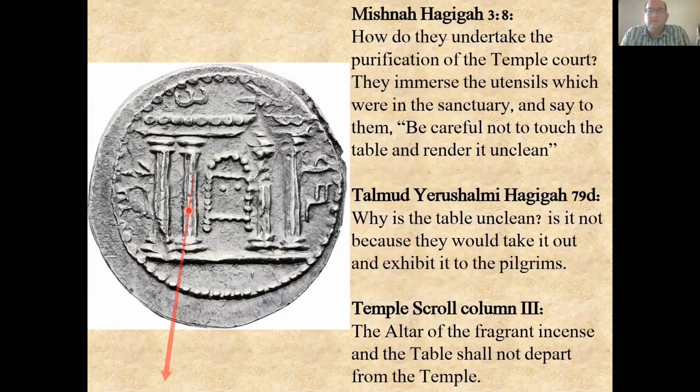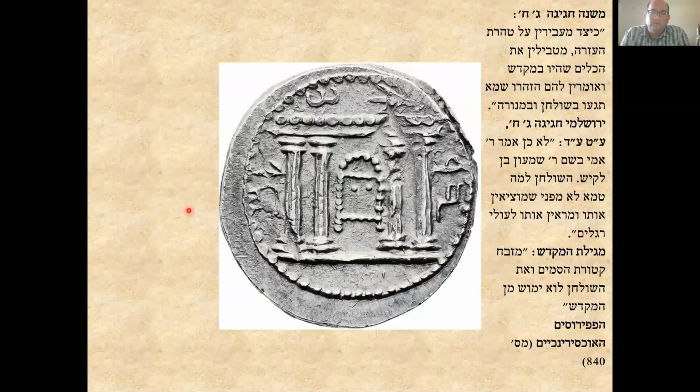Okay. It seems to be hinted to in the Mishnah Chagiga. I'll read in Hebrew, then in English. כיצד מעבירים על טהרת הזרע, מטבילים את הכלים שיהיו במקדש, ואומרים להם, היזהרו, שמא תיגעו בשולחן ובמנורה.